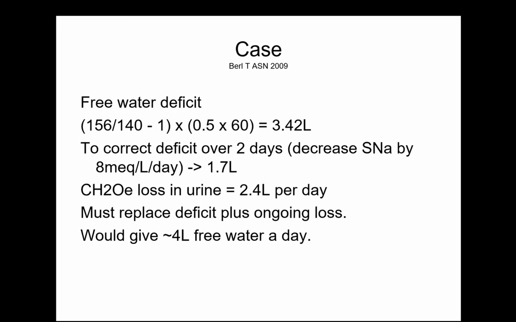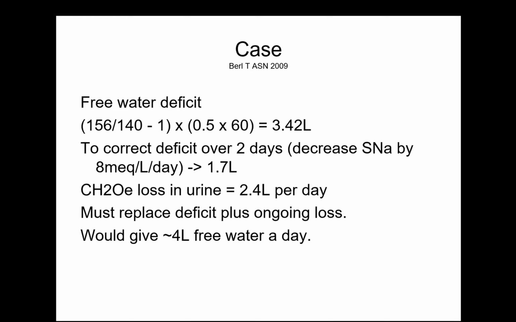What would you recommend for the primary team in practicality for the actual order, like the rate? Okay, so we calculated her free water deficit is 3.42 liters. And let's say you want to divide it up to give that over 2 days. And every day she's losing 2.4 liters. So in each day, she will need to get at least 4 liters of free water. Now, for this person to have developed hypernatremia to the degree of 156, we already know that she's not somebody who can drink adequately for herself. She's probably elderly, demented, or she can't get to water, nobody's helping her or something, right?